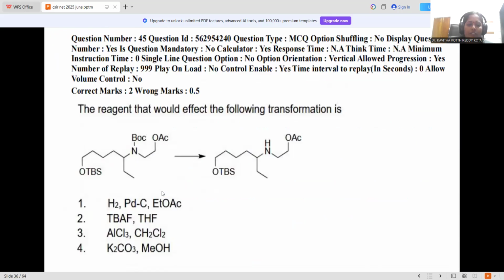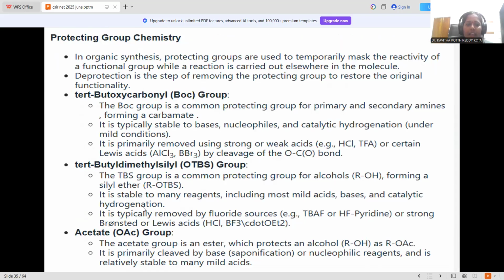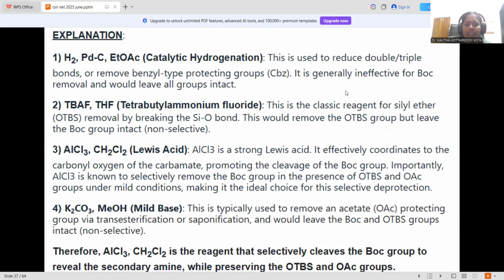So here, of the options provided, hydrogen, palladium, carbon, and ethyl acetate, if considered, is more selective for the removal of CBZ functionalities. Benzyl type functionality, if present within the molecule, will be removed. CBZ may not be present in the compound, so you can strike out hydrogen, palladium, carbon. We are not focusing on CBZ deprotection. TBAF is tetrabutyl ammonium fluoride. This is more specific for the removal of OTBS.